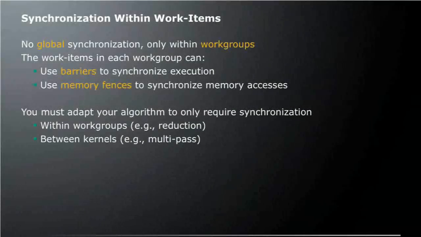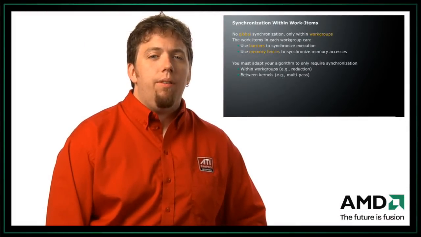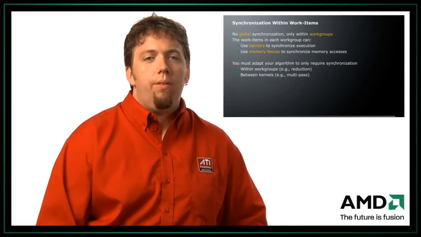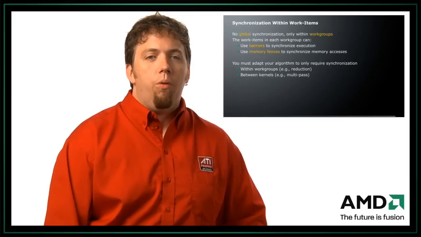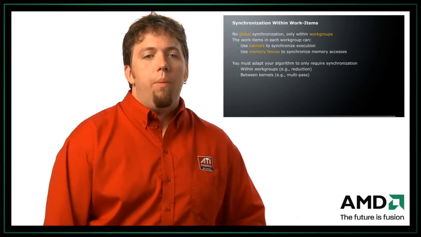Let's go back to the synchronization within work items. So there is no global synchronization. That's only within work groups. Each work item in a work group can use barriers to synchronize execution, or it can use a memory fence to synchronize memory accesses. Note there are two different ways to synchronize work items in a work group, depending on whether you want to synchronize execution or memory accesses.